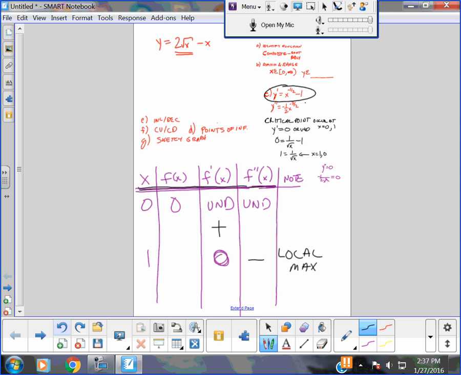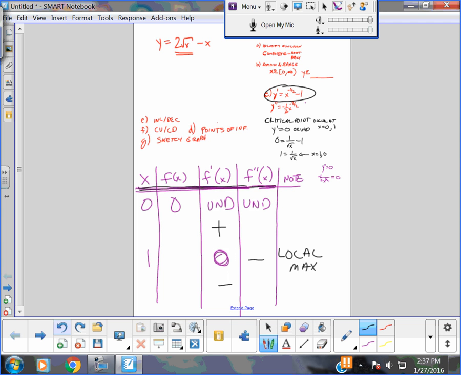1/2, the square root of 1/4 is 1/2. 1 over 1/2 is 2, and 2 minus 1 is positive. And then you plug in a big number like 8 or 9. 9 would be better. Square root of 9 is 3. 1/3 minus 1 is negative. So we have a local max here, either by the second derivative rule, first derivative is 0, second derivative is negative, or we can say by the first derivative rule, it goes from positive to negative. So I have a local max.